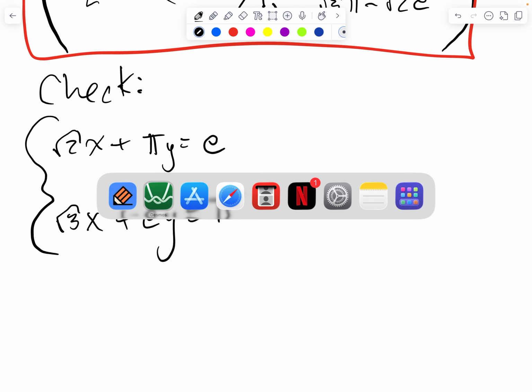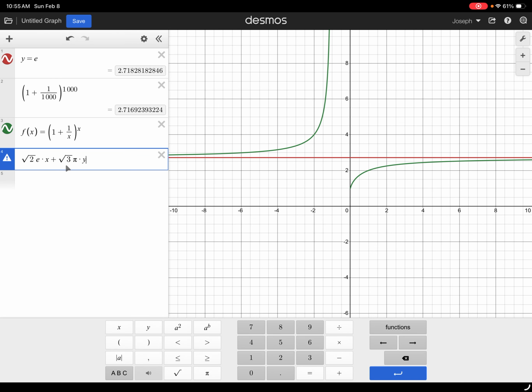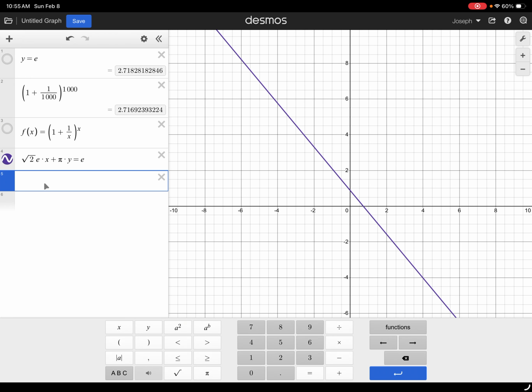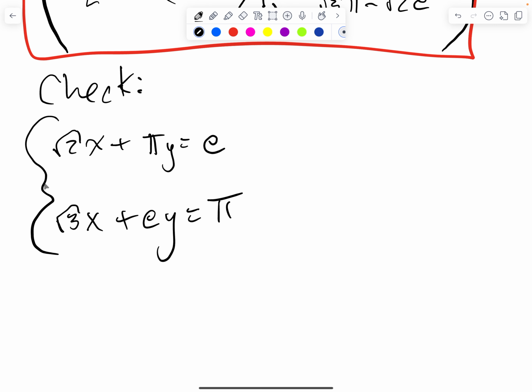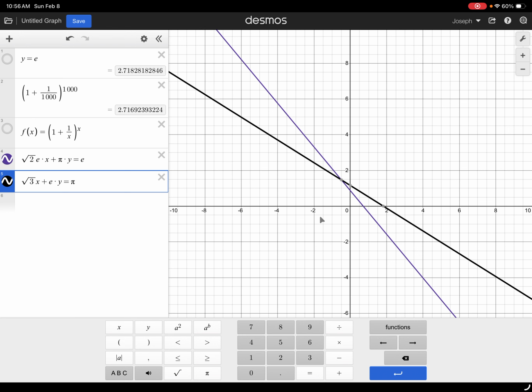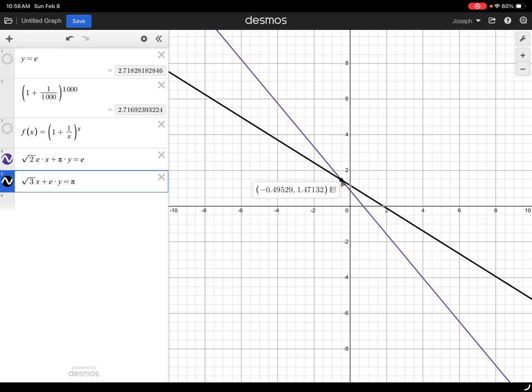Root 2 pi e. Root 2 pi e. I'm almost done, darling. Okay, that's one line. Now what's the other line? Root 3 e pi. Okay. Root 3 e pi. That's our other line. Where do they cross? Right here.